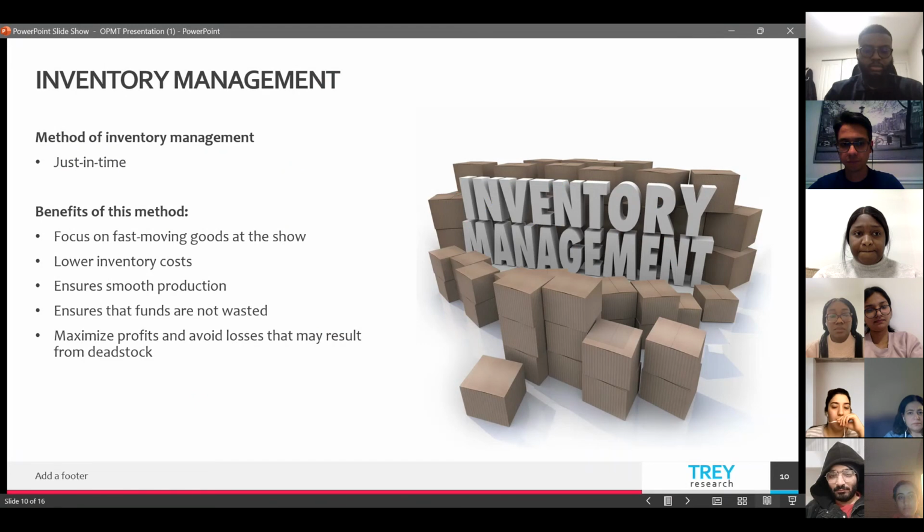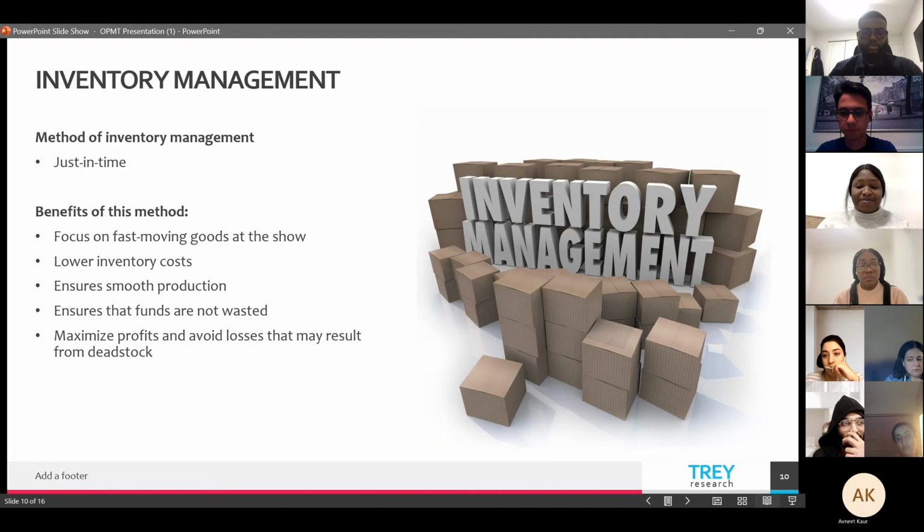Okay, about inventory management. Palm company would implement the just-in-time method of inventory management. This is where the raw materials will be arranged according to the production schedule. This will lower inventory cost and ensure smooth production. It also ensures that funds are not spent on acquiring raw materials that might not be used. There will also be a focus on fast-moving goods at the shop. This is to maximize profits and avoid losses that may result from dead stock.